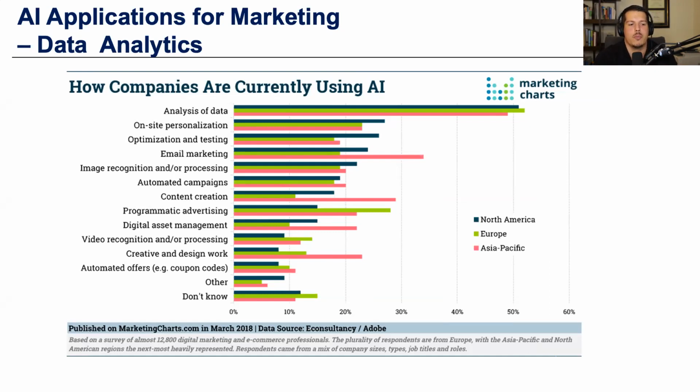So for example, on-site personalization, that's what we touched on. Here, optimization testing, also what I mentioned with the different subject lines in emails, leading up to email marketing. So you can see how that use case also progresses through the different areas. And yeah, these are the most common used areas currently in AI.